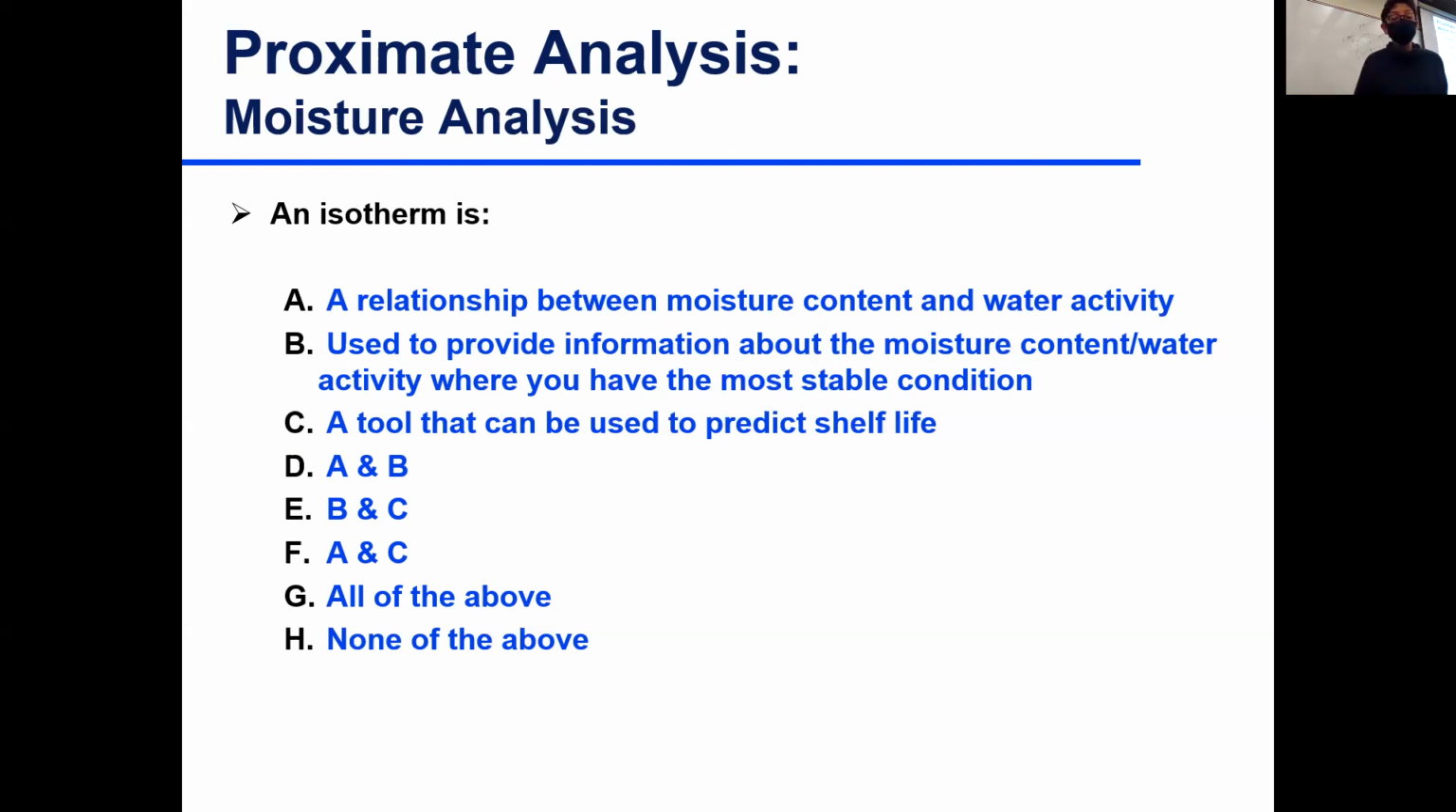Okay, and then a tool that can be used to predict shelf life. Yes, we can get monolayer information and multilayer information from that isotherm, and we can determine at which point the food is the most stable.